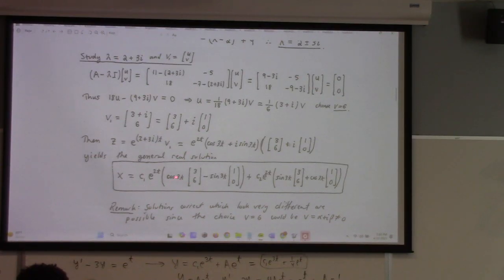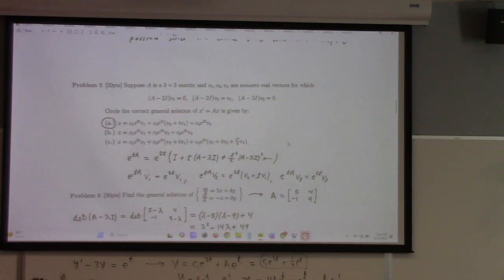So we've got cosine t times (3, 6) minus sine t times (1, 0), plus sine t times (3, 6) plus cosine t times (1, 0). Of course, they both have to be multiplied by e to the 2t, which is coming from the 2 in the real part of the eigenvalue. So that was that.